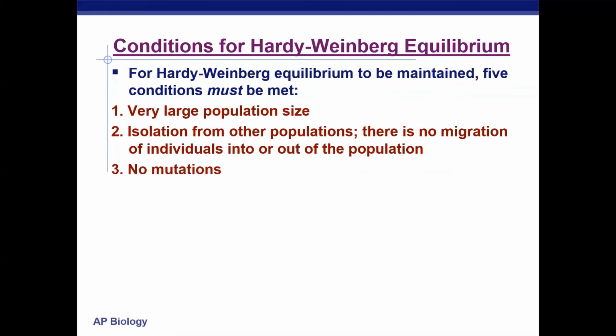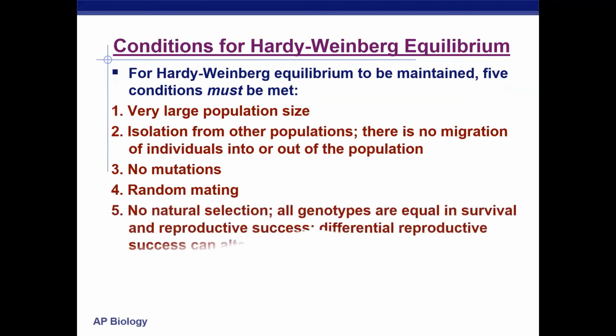Also, no mutations can occur in that population. All mating has to be done at random, which if you think about it, is kind of weird. And then the last one, no natural selection can occur. All genotypes have to be equal in their survival and reproductive success. Differential reproductive success can't alter genotype frequencies, so there can't be any natural selection.